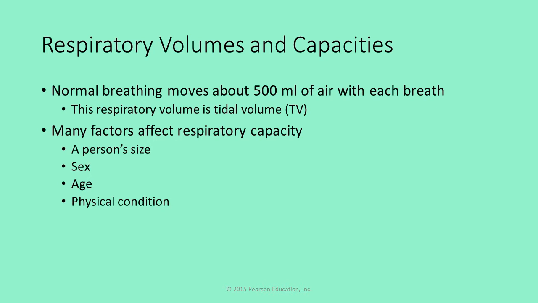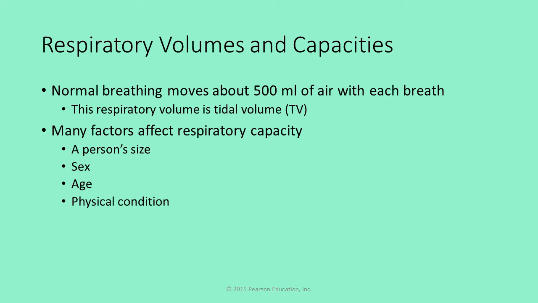Now we can measure different volumes of air as it's moving in and out of the lungs to determine what your different capacities are. Normal breathing is going to move about 500 milliliters of air. This would be called your tidal volume, or TV. On average, it's about 500, but this is going to vary depending on individual circumstances.